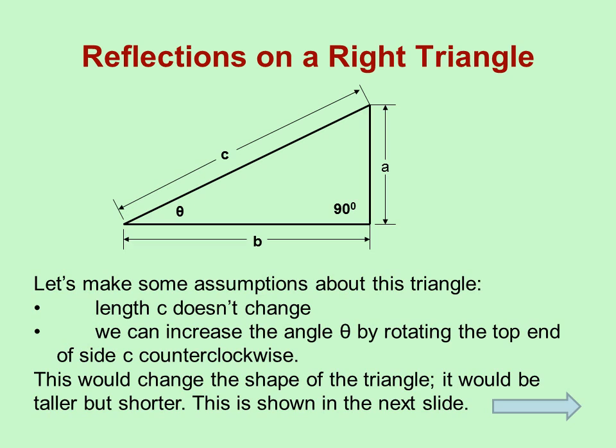Here's some reflections on a right triangle. If you've got a right triangle, let's make some assumptions. Let's assume that the length of the hypotenuse, C, doesn't change, and that we can increase the angle theta by rotating the top end of side C counterclockwise. This would change the shape of the triangle. It would be taller and shorter. This is shown in the next slide.